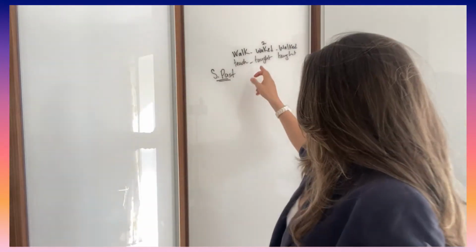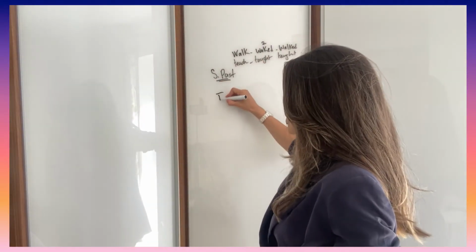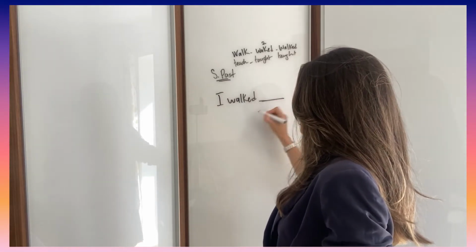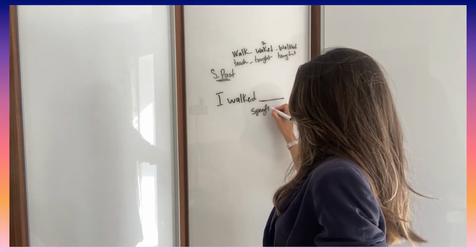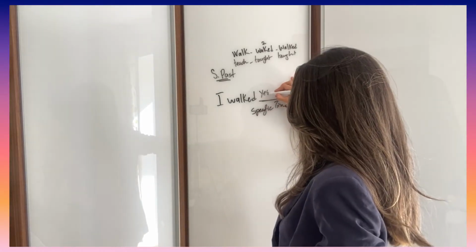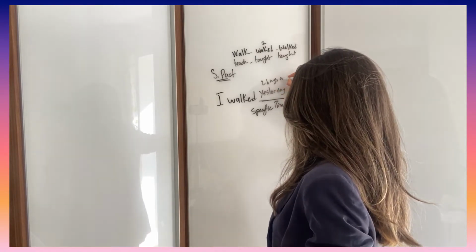Okay, so this is the second form of the verb, and we use it when we have a specific time. For example, when I say I walked, I need to add here a specific time for my action. So I can say yesterday, 2 days ago. Don't worry about my terrible writing.